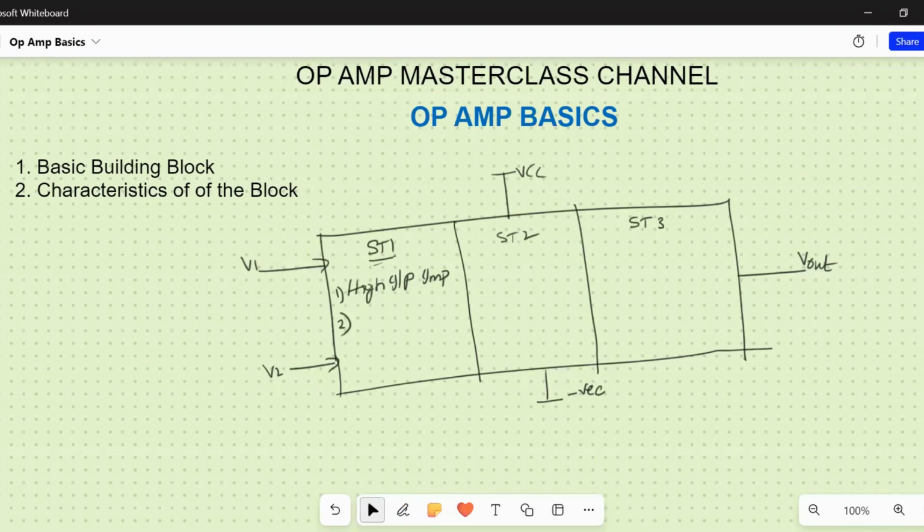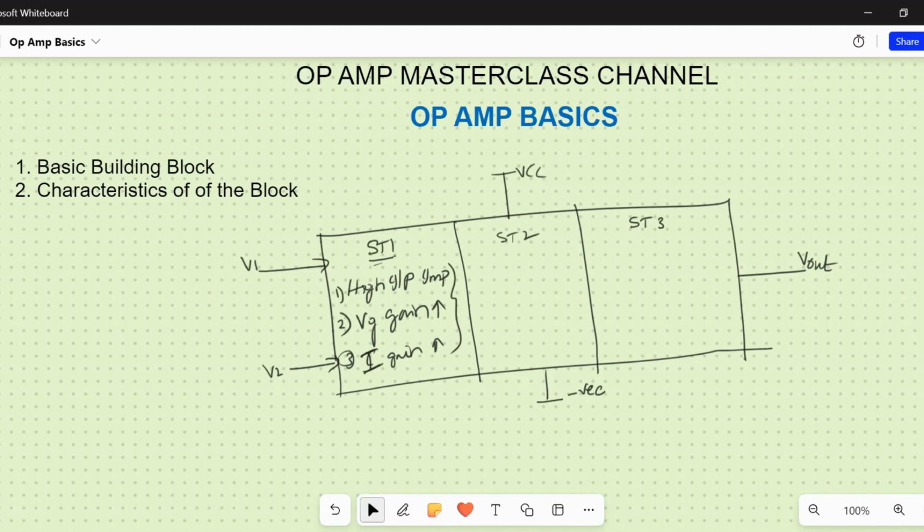Think of the op-amp as the food which I am preparing, which needs to have the voltage gain very high. Current gain should be very high. These are some of the characteristics which I am expecting.